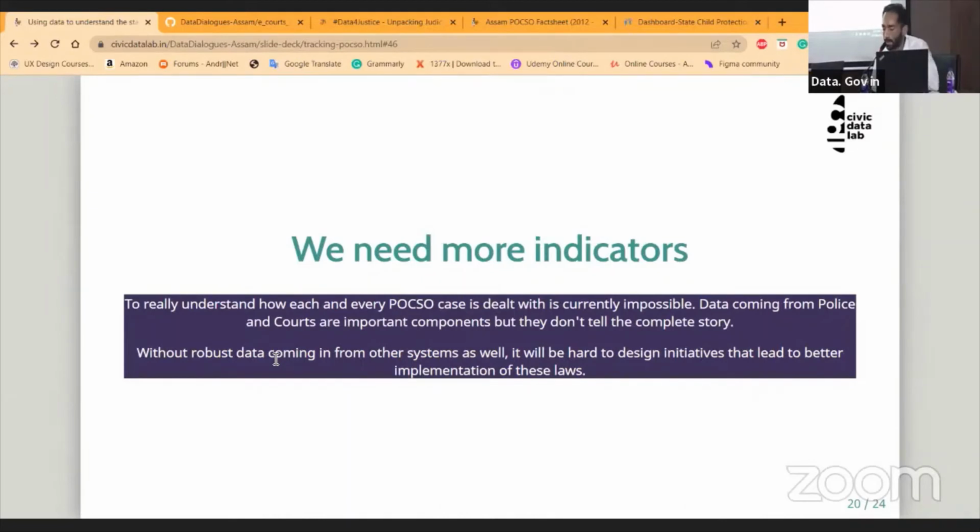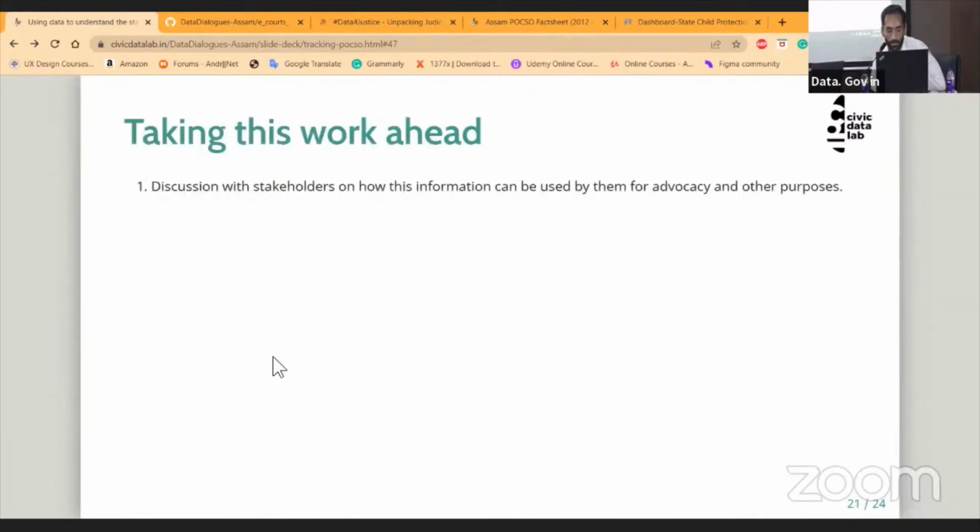So one of the plans was to take this report to, let's say, the District Legal Services Authority or the Judicial Commissions or other stakeholders who are involved, and look at their data systems and see whether, like you had mentioned, everything can be plugged together. So that is what we need. And this is also where we would like to get your feedback, on how we are planning to take this forward, with discussions with stakeholders on how this information can be used.